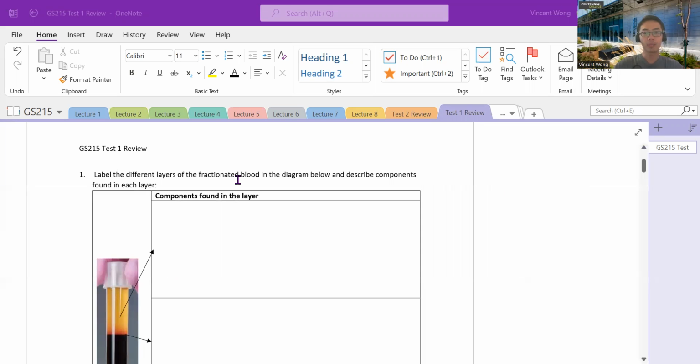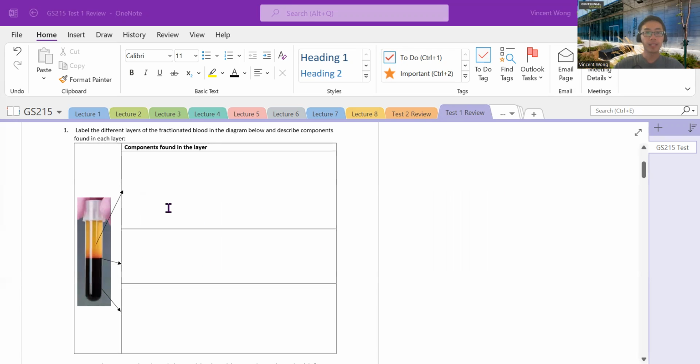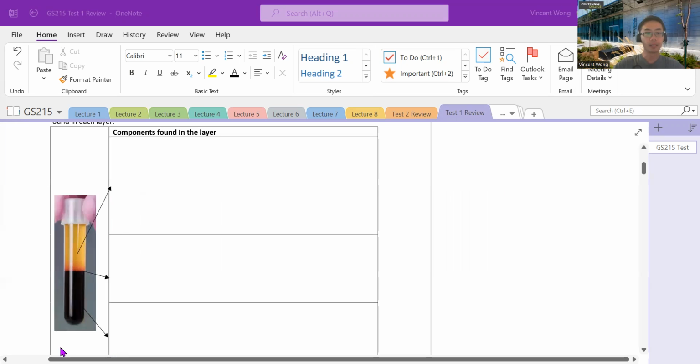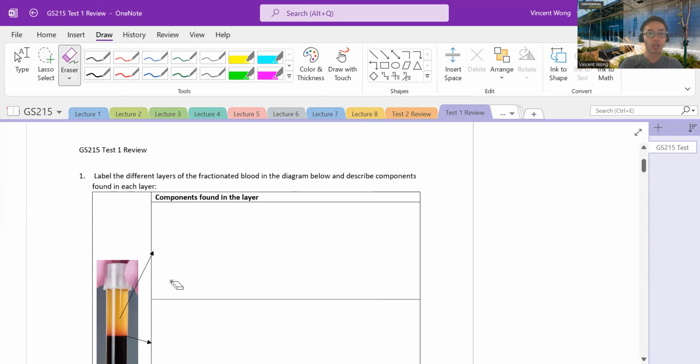So fractionated blood means you take the blood, you spin it down, and then you're going to separate them based on the mass. So the heavier cells sink down to the bottom, and then you will have the liquid portion of the blood which stays on the top right here. So what do we call the top portion of the blood here? Anybody remember that? Yeah, that is the plasma.